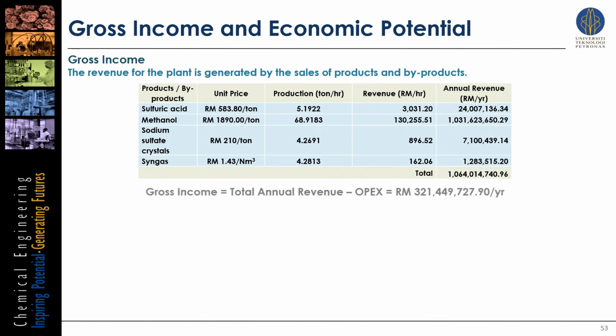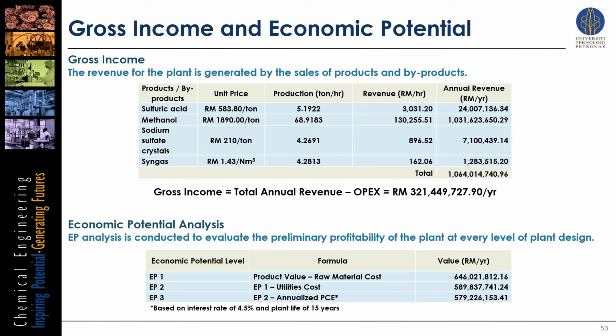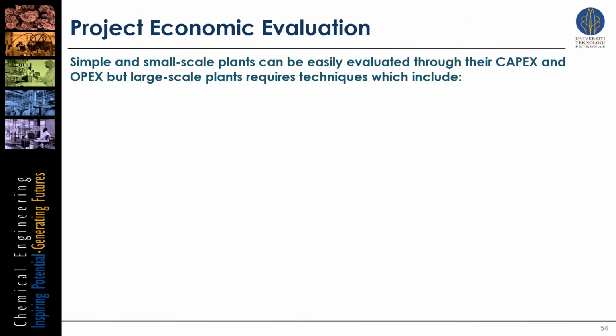The total gross income generated by the plant is 321 million ringgit per year. Economic potential analysis is conducted to evaluate the preliminary profitability of the plant, where we achieve an EP3 of 579 million ringgit per year, showing good economic feasibility. The next step is project economic evaluation.